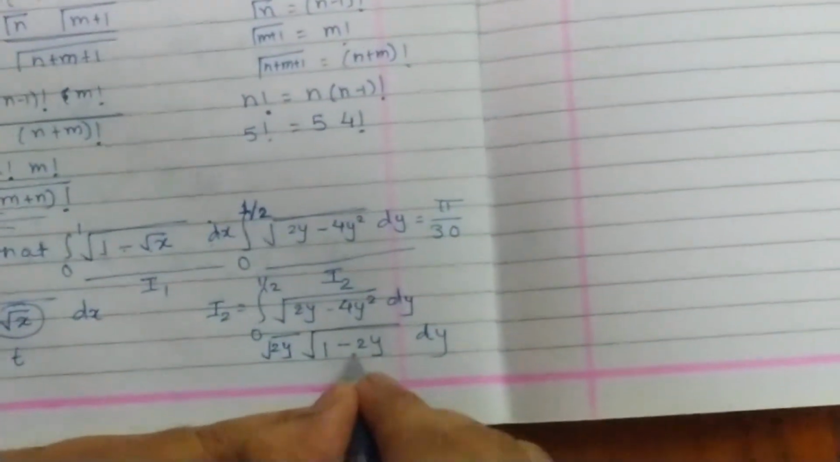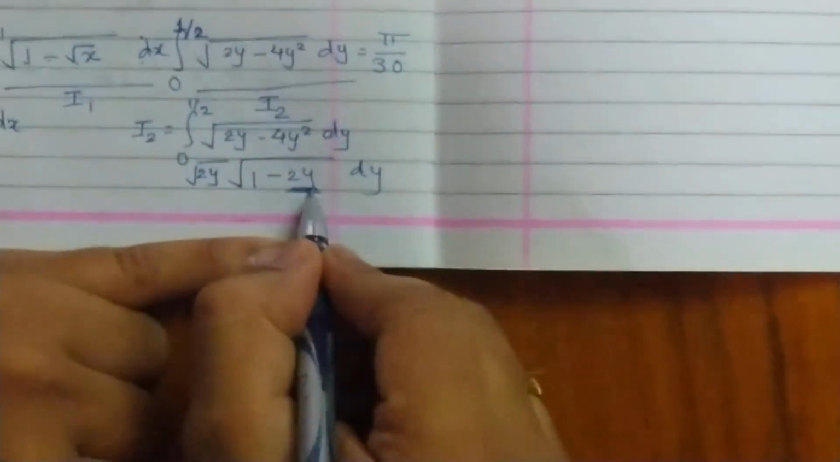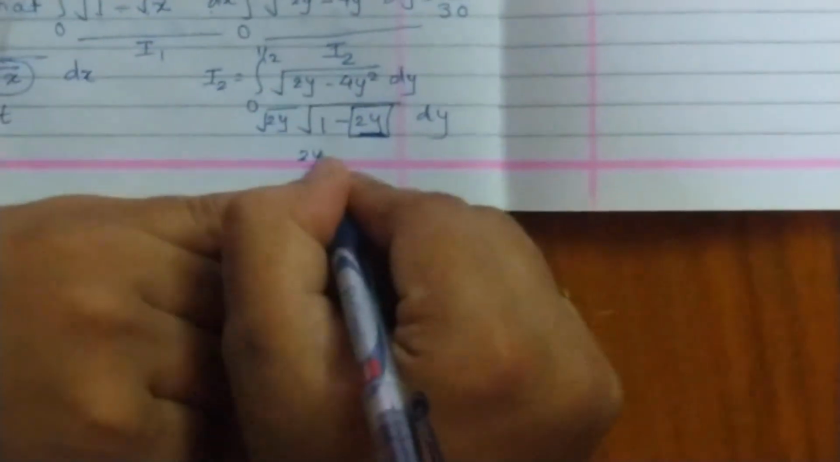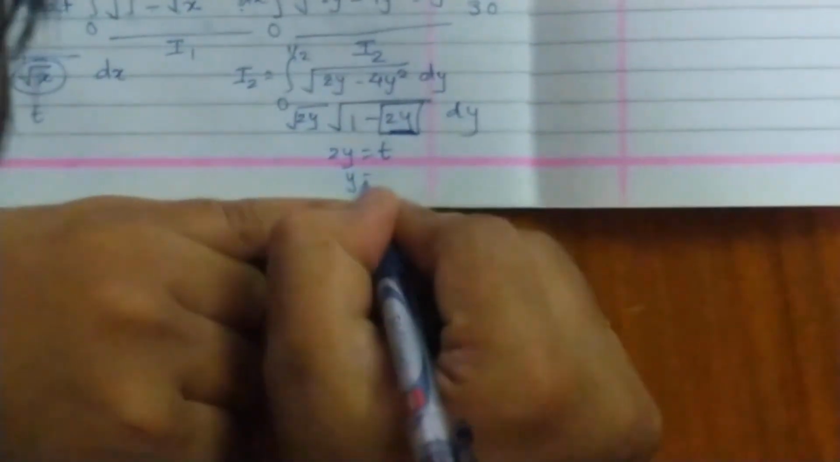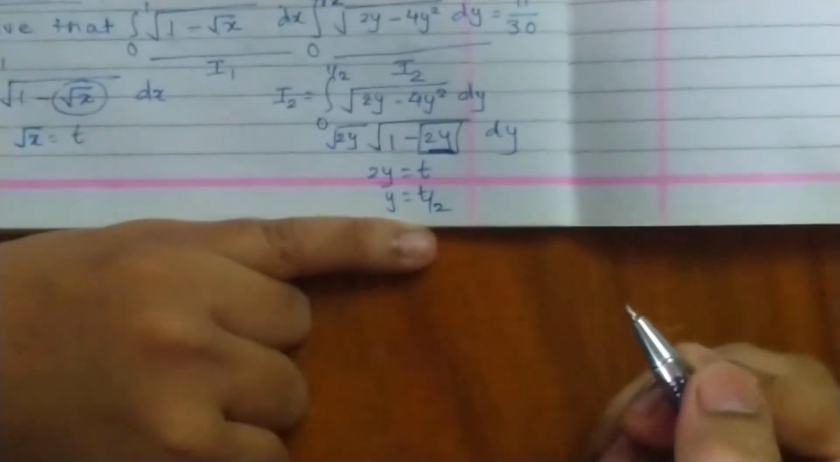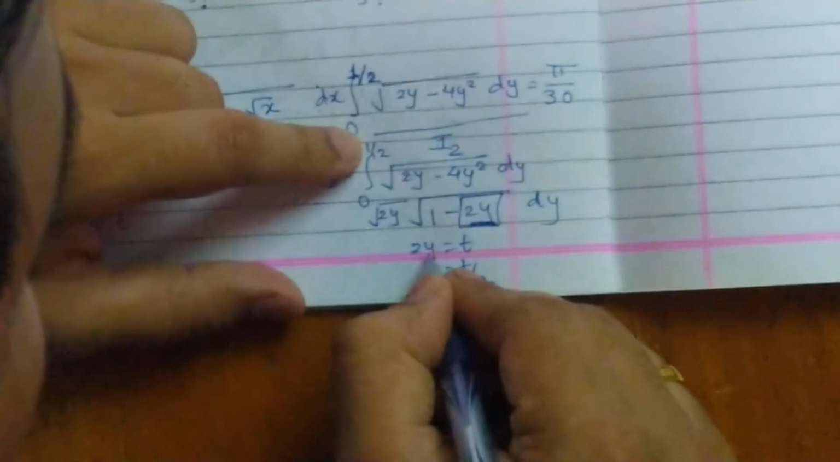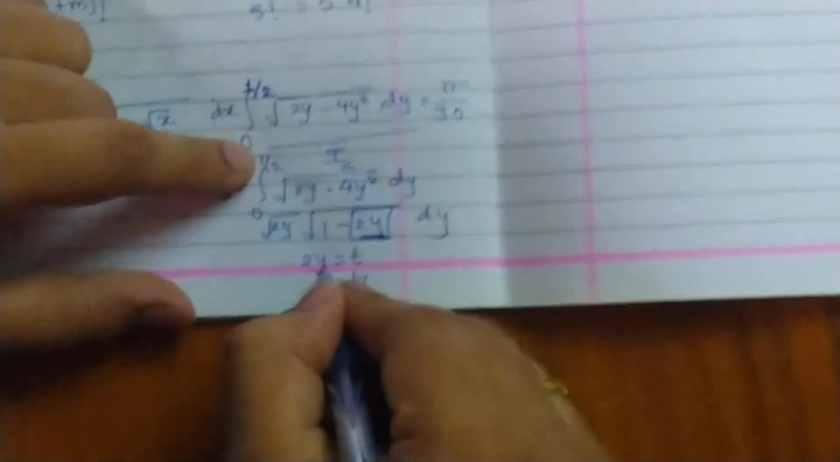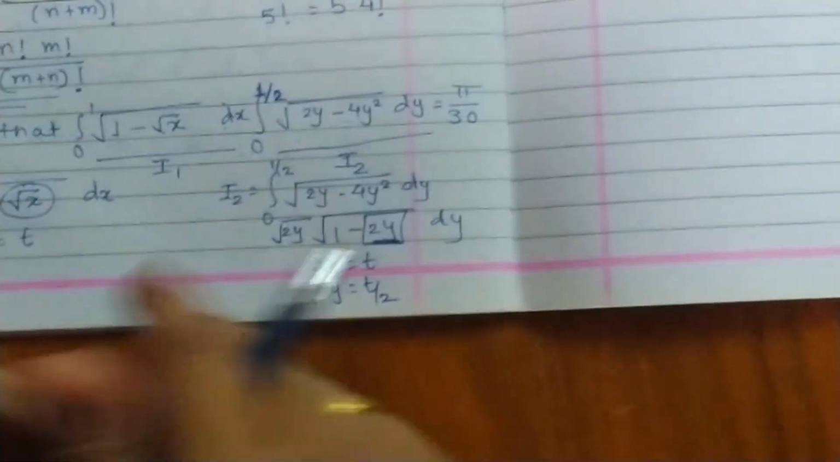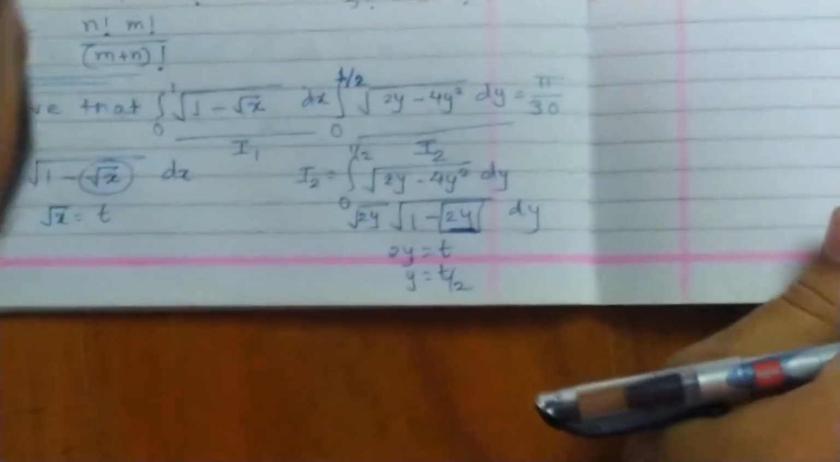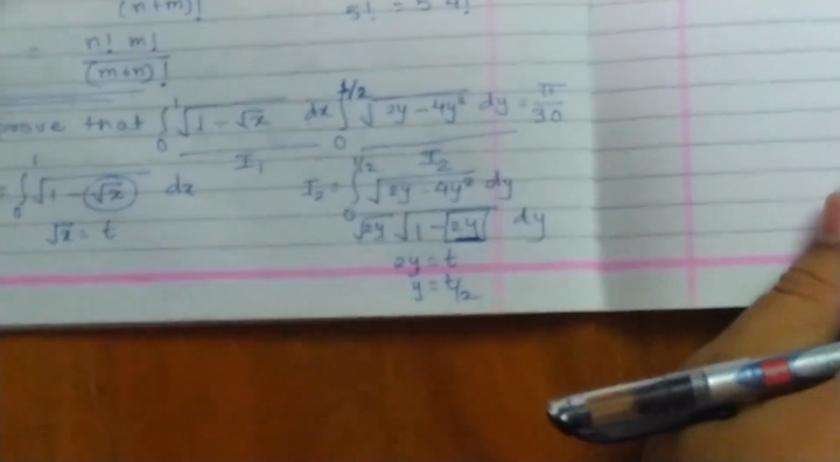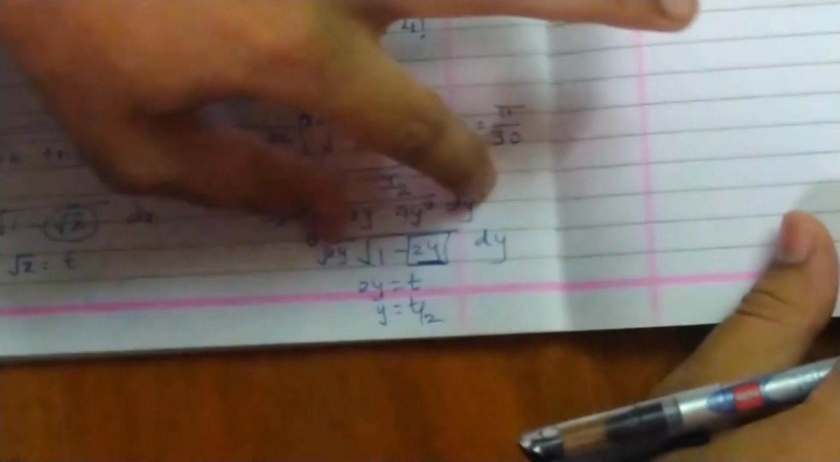Now you can see here I require 1 minus a variable, but here it is 1 minus 2y. So I need to make a substitution for 2y: 2y is equal to t, therefore y is equal to t by 2, and dy is dt by 2. When I substitute the upper limit as 1 by 2, 2 into 1 by 2 becomes 1, and when I substitute 0, I get 0. So this is the hint for this particular question. I hope you will be able to solve this question separately, I1 and I2. Once you get I1 and I2, substitute here and multiply them.